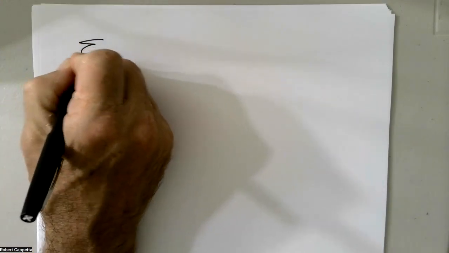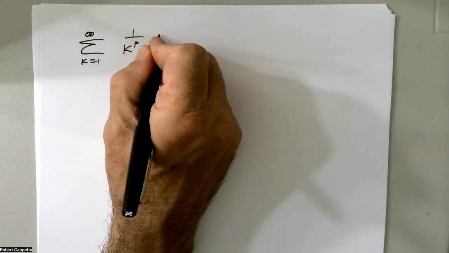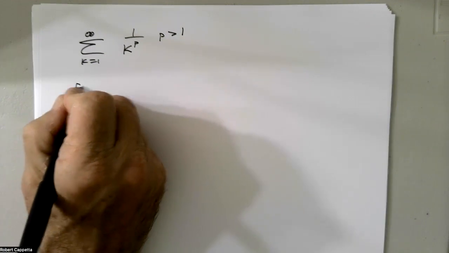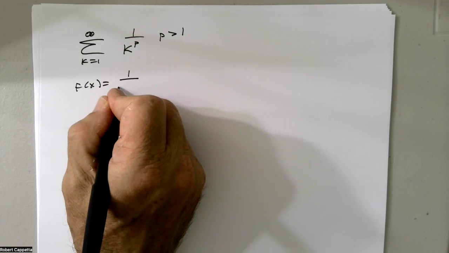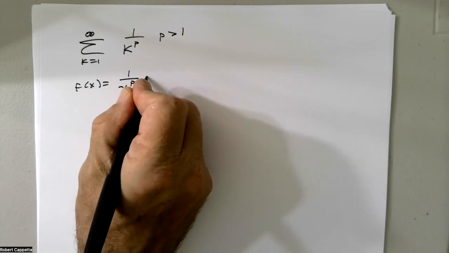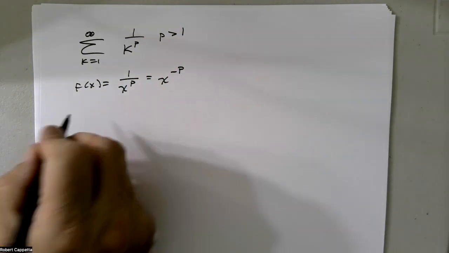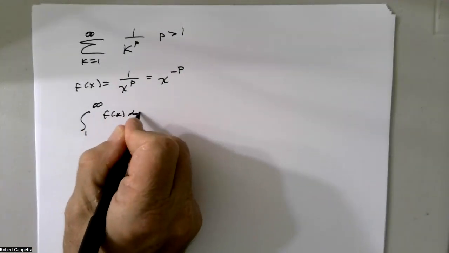Sum, k goes from 1 to infinity of 1 over k to the p, where p is greater than 1. That's what we're talking about here. So my associated function, f of x, is what? f of x is 1 over x to the p, which is the same thing as x to the negative p. And I'm going to look at the integral from 1 to infinity of f of x dx.